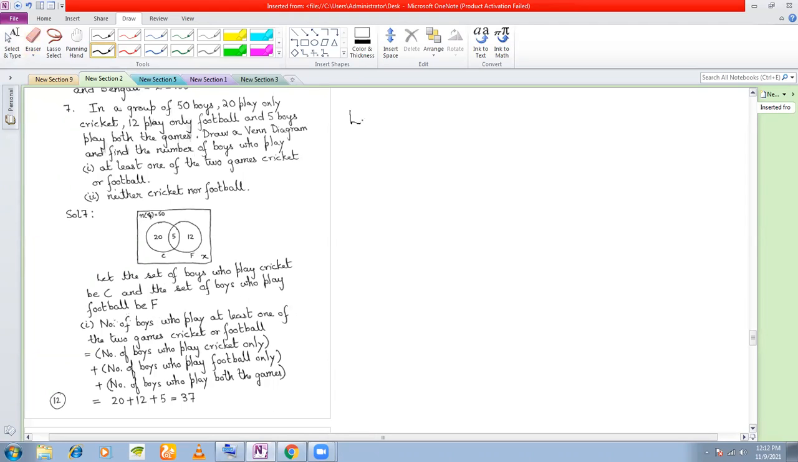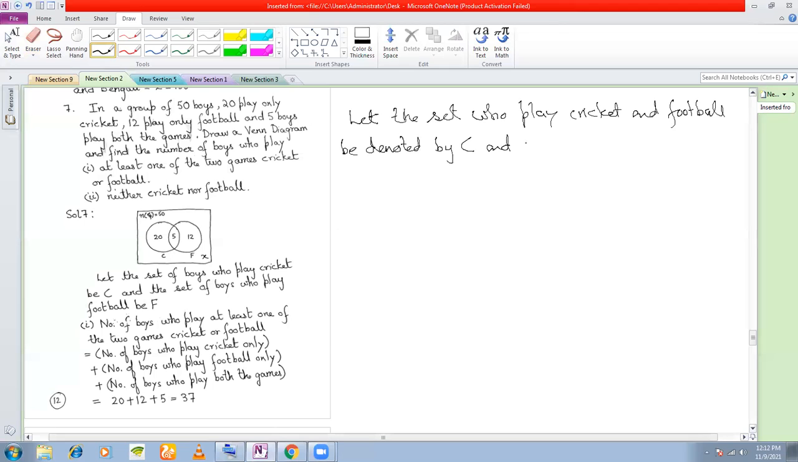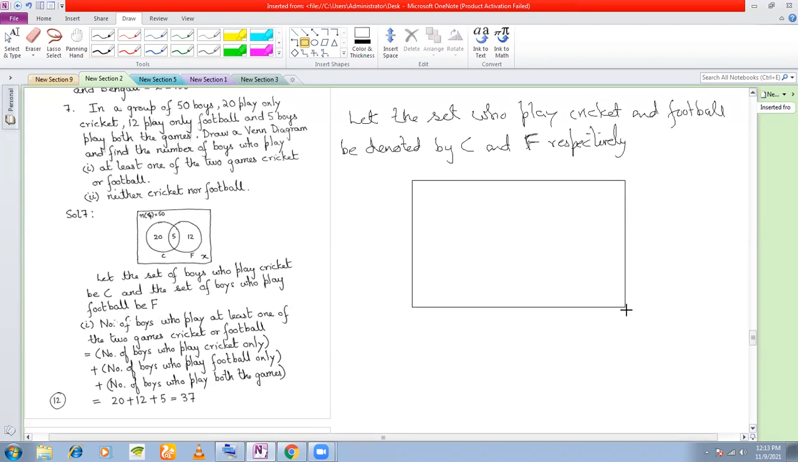Okay. So I start by saying, let the set of boys who play cricket and football be denoted by C and F respectively. So C represents the set of boys who play cricket, and F represents the set of boys who play football. Next, we are going to draw the Venn diagram for this.